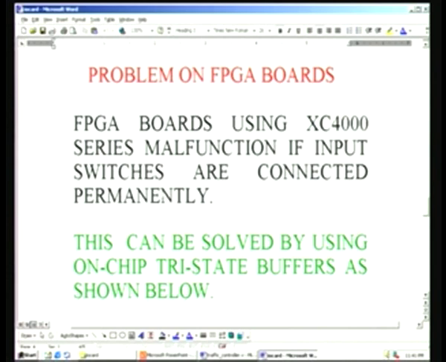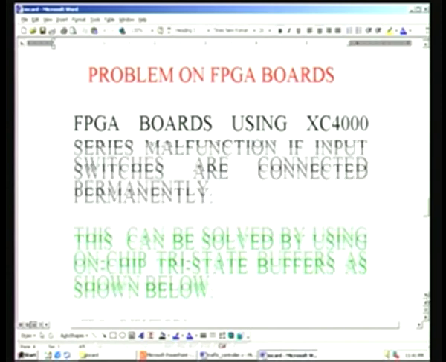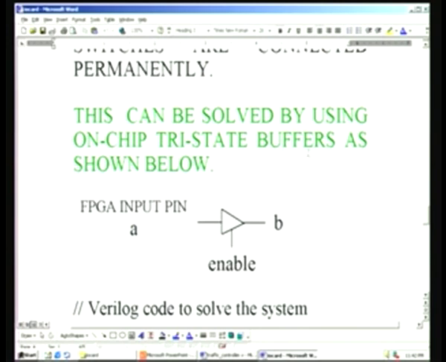We have already seen that in digital I/O we have directly connected the switches, and that is to be used with the FPGA board XSV 800, that is, using the XCV 800 type of FPGA. With that, this problem is not encountered. This problem is there only in the XC4000 type series, and the way to overcome it is by using on-chip tri-state buffers as shown below.